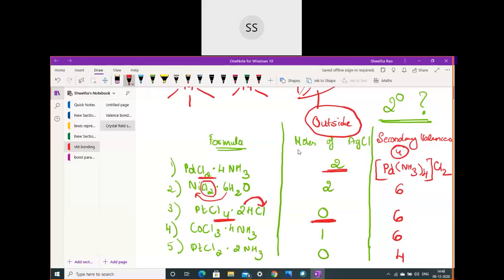Which part do you want me to explain now? This one, how many moles are getting precipitated out? Okay, I'll repeat it once again.